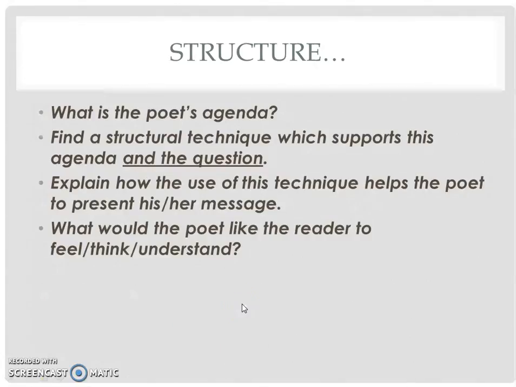So this is how you might go about formalizing. When you've got that first impression, what are you going to do to get it written down? First of all, look at the structure. Ask yourself again, what is the poet's agenda? Look for only one or two bits of structure that back up that agenda and the question. The question in this case I've asked you is, how is the moon represented? And you need to explain how the use of this technique helps the poet to present his or her message, and what would the poet like the reader to think and feel and understand.